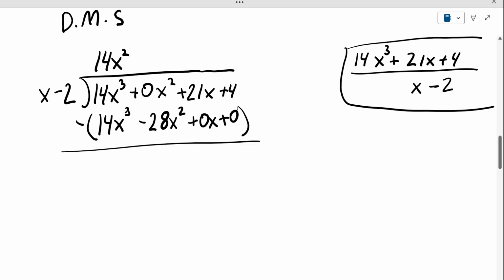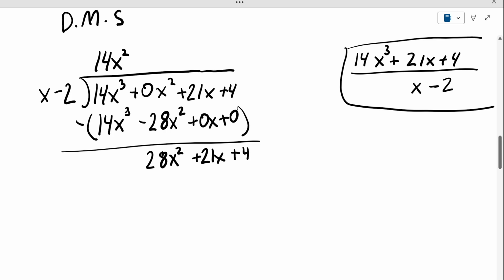Now we can do subtraction, the normal way we've been doing it, which would be 14x cubed minus 14x cubed. That's 0. We don't need to write anything. And then 0x squared minus negative 28x squared. That will just leave us with 28x squared. 21x minus 0x. That's just 21x. And for the same reason, that would be plus 4.